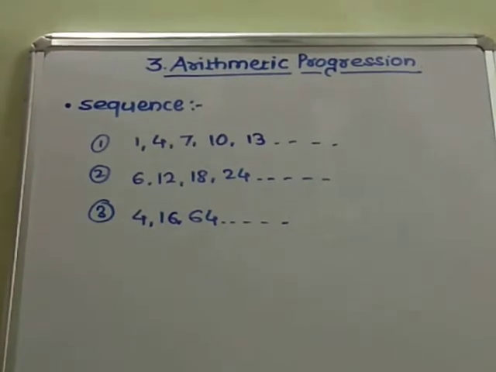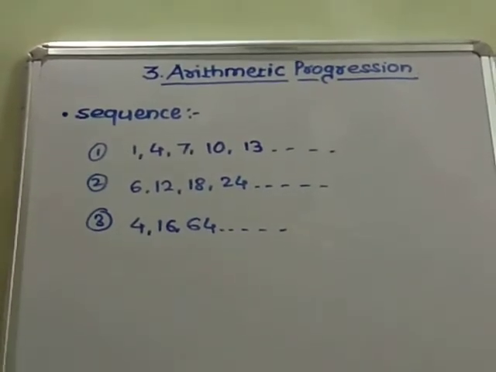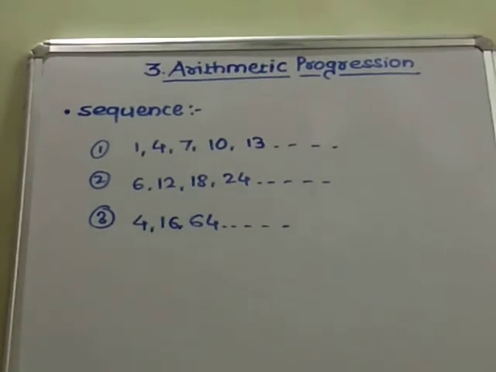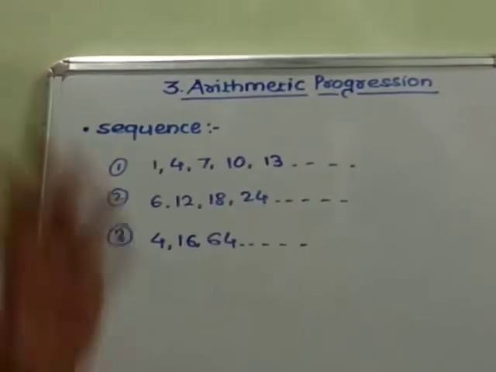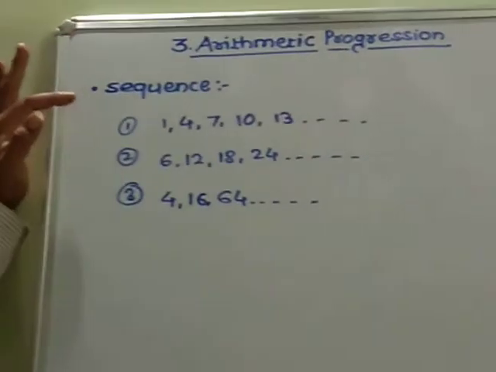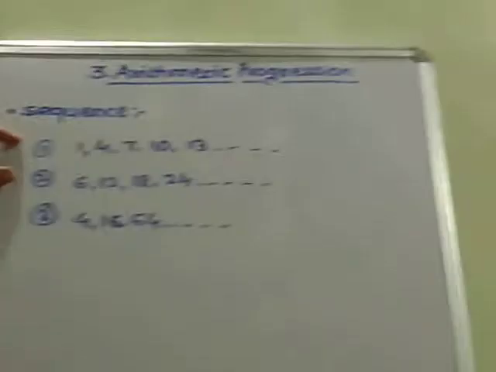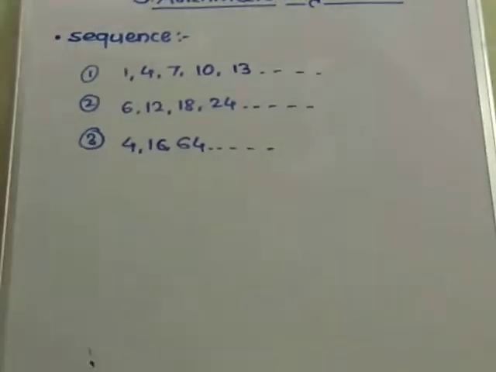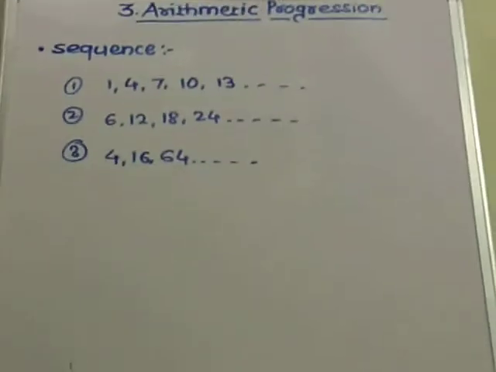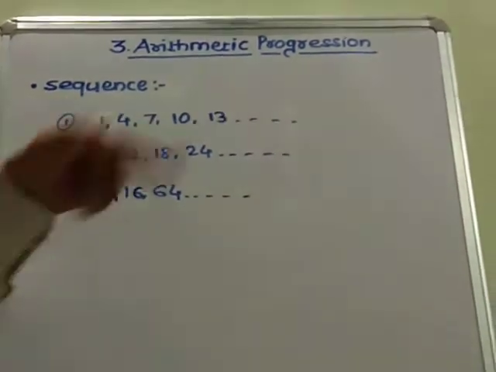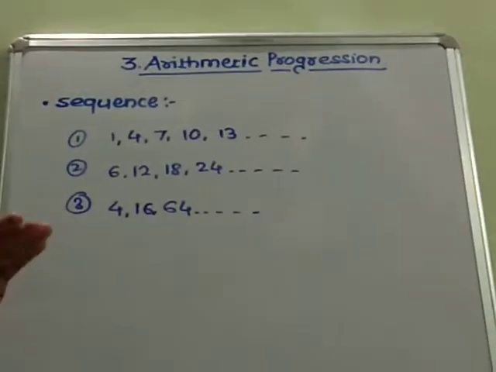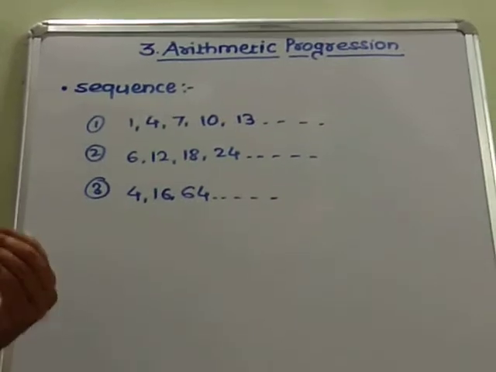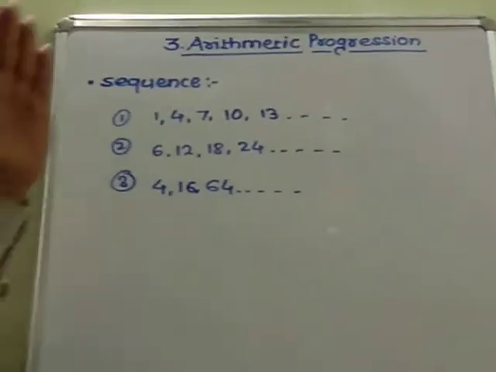In sequence number 1 and sequence number 2, we get the next term by adding a fixed number to the previous term. This type of sequence is called an arithmetic progression. Look here, I will repeat it. In sequence number 1, we get the next term by adding a fixed number to the previous number. This type of sequence is called an arithmetic progression.